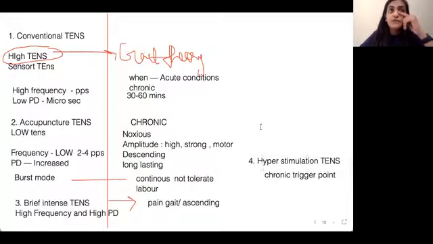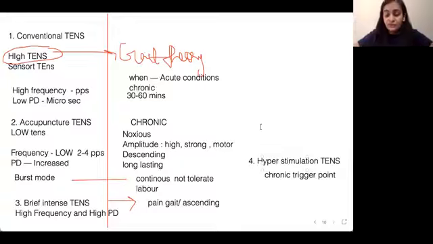Just a question here. If the patient is feeling too much intensity, but there is no contraction, what do you think is the problem? What parameter should you work at? The patient is feeling a lot of intensity, but you are not able to see the contraction. You should work with the pulse duration. Increase the pulse width. The pulse duration may be really low, which is why you are not able to see that contraction. So that is when you increase the pulse duration.